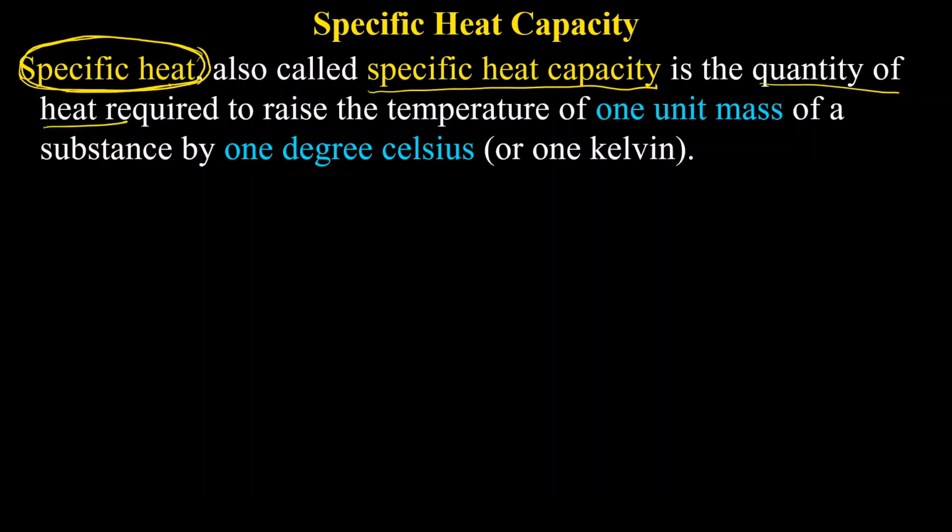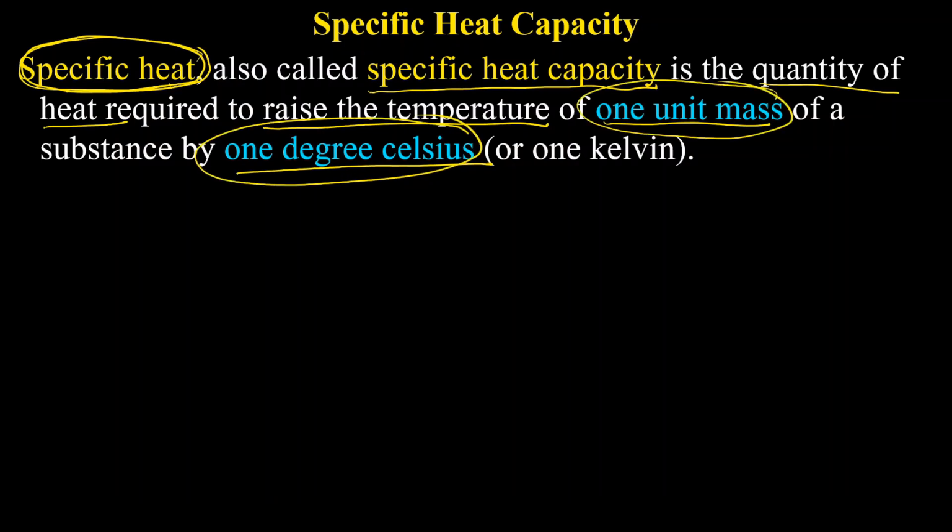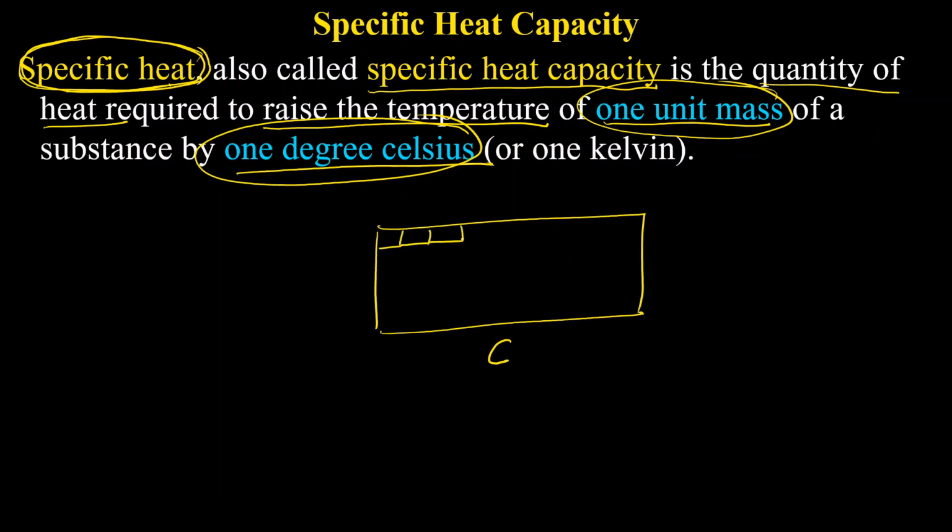It is the quantity of heat, that is Q, required to raise the temperature again by 1 unit, but of 1 gram only, 1 unit mass. By 1 degree Celsius of 1 unit mass. Now what we did in case of molar heat capacity, we are doing the same thing. Suppose this is the entire substance, and the total heat capacity is C, and there are say 10 or say 25 grams. Each gram has its own heat capacity.